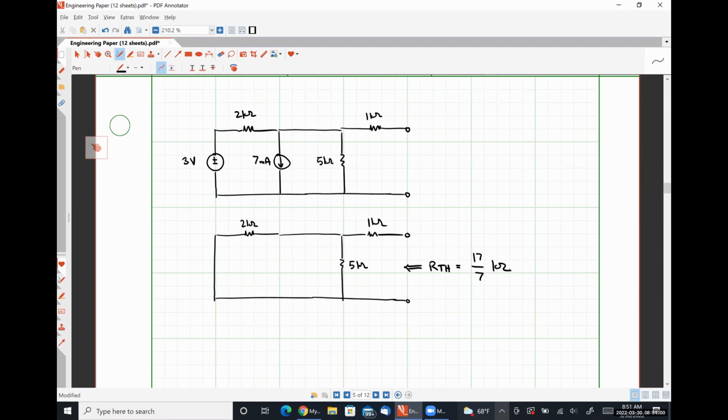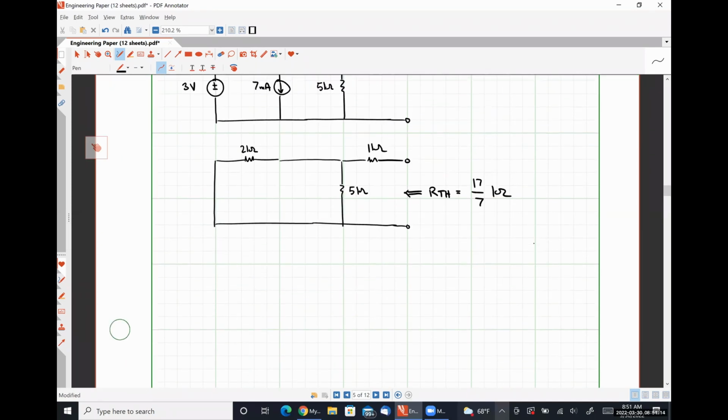All right, somebody else tell me what we should analyze next, the Thevenin equivalent voltage or the Norton equivalent current. Voltage, okay? So for our Thevenin equivalent voltage, we're just going to have our original circuit.